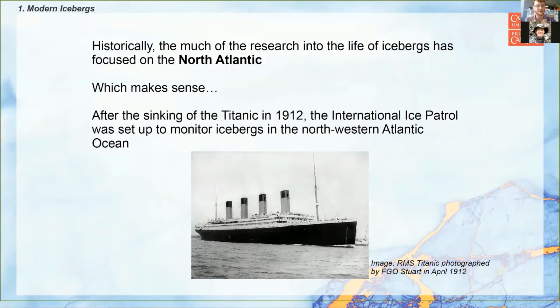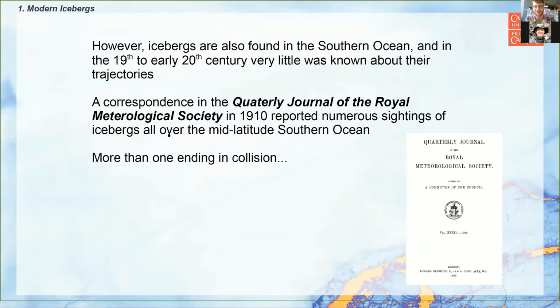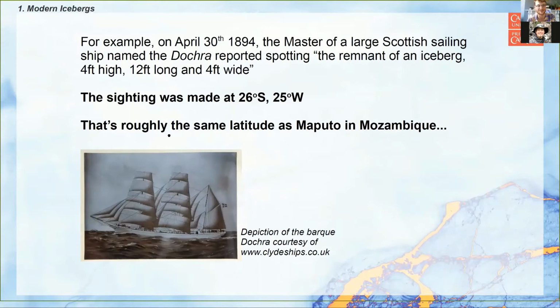However, there are historical documents that, all through the late 19th and 20th century, have sightings of icebergs by ships in the Southern Ocean. There's a really interesting letter to the Quarterly Journal of the Royal Met Society in 1910 with a report of numerous sightings of icebergs all over the mid-latitude Southern Ocean, more than one of these ending in collision. Some of it's quite harrowing reading.